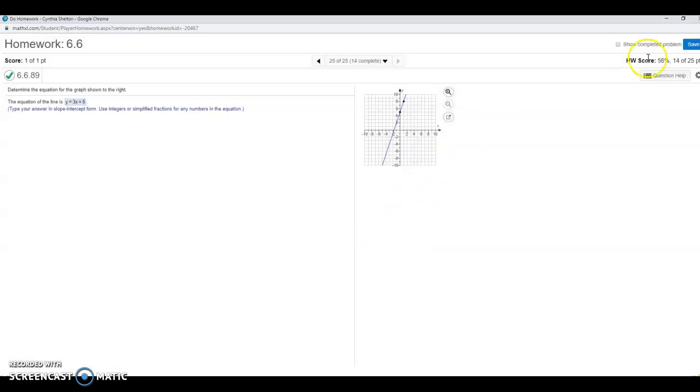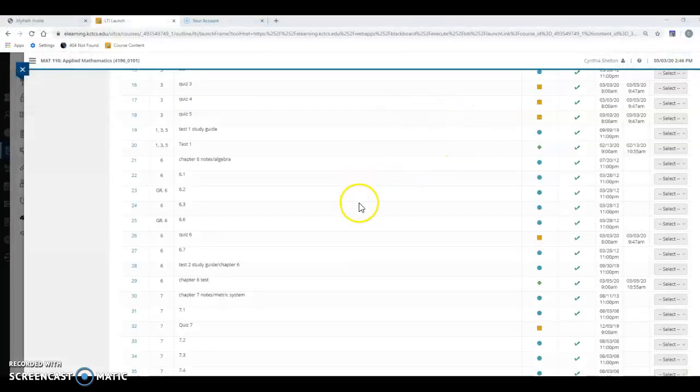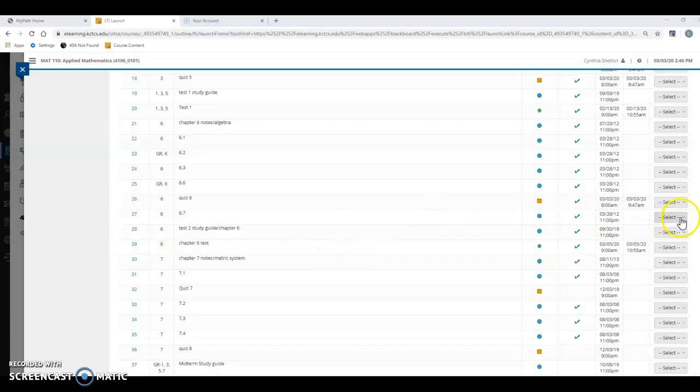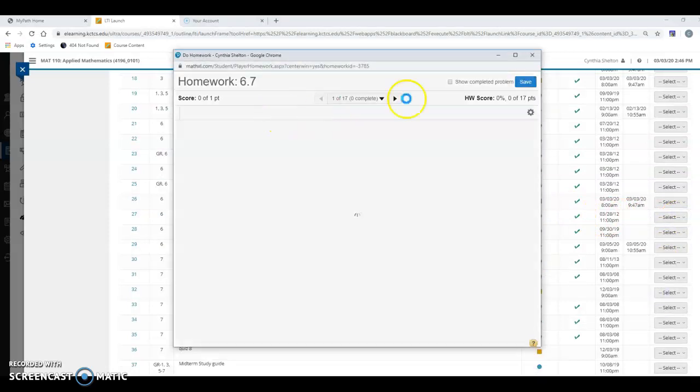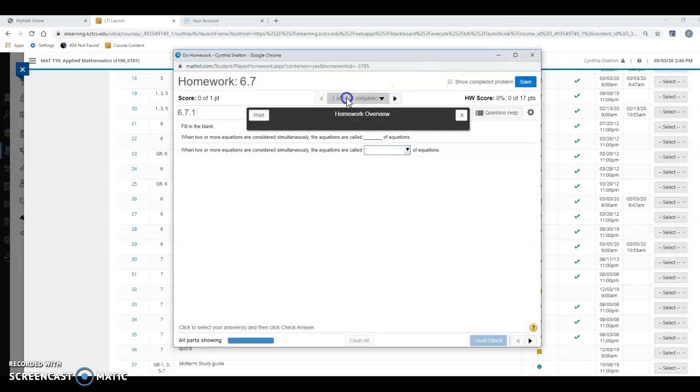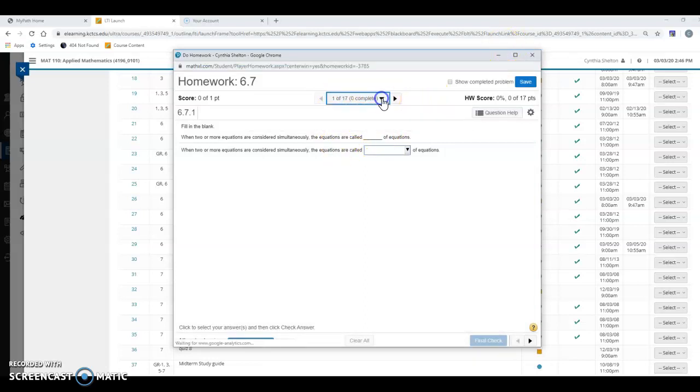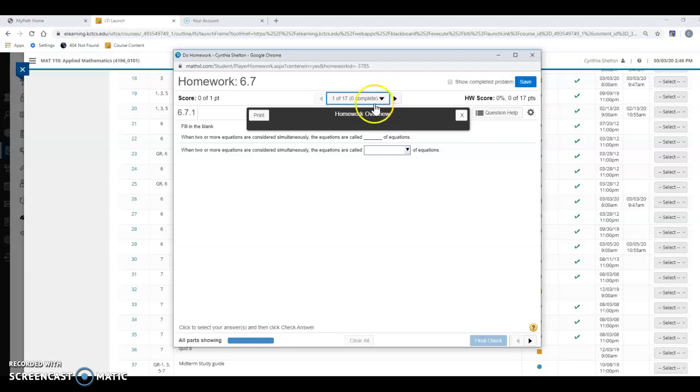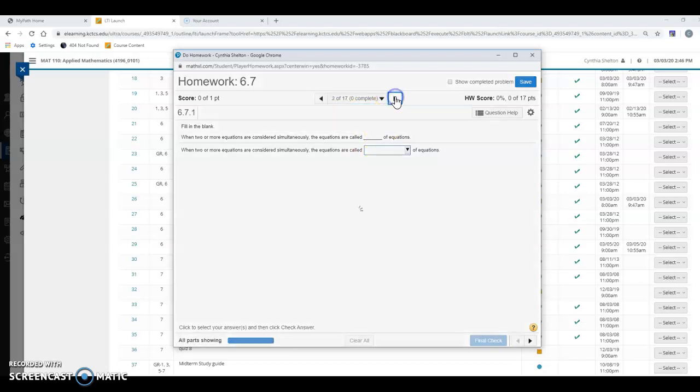All right, I'd also like to demonstrate, let me get out of this. I'd like to demonstrate just a couple of problems, if we can, from 6.7. I think it times out on me at 15 minutes, so it won't let me talk too long. So let's do just a couple problems from 6.7, where it asks you to solve a system.